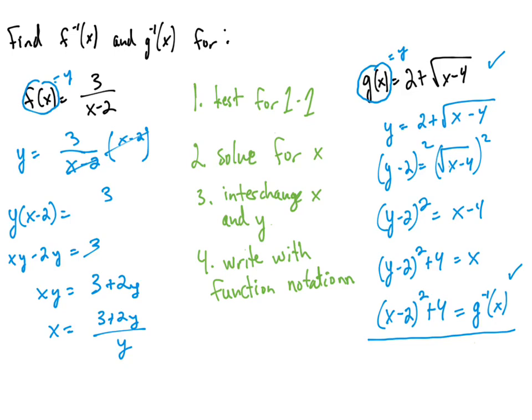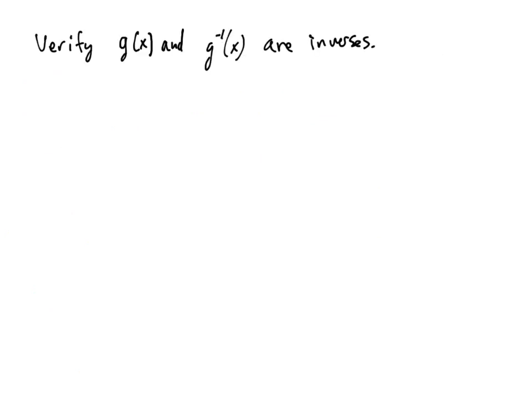So we've solved for x. I'm going to interchange x and y. So we get y is equal to 3 plus 2x over x. But instead of using the y, I'm going to write this with function notation. So f inverse of x is the inverse here. I'm going to let you verify that by graphing if you'd like.